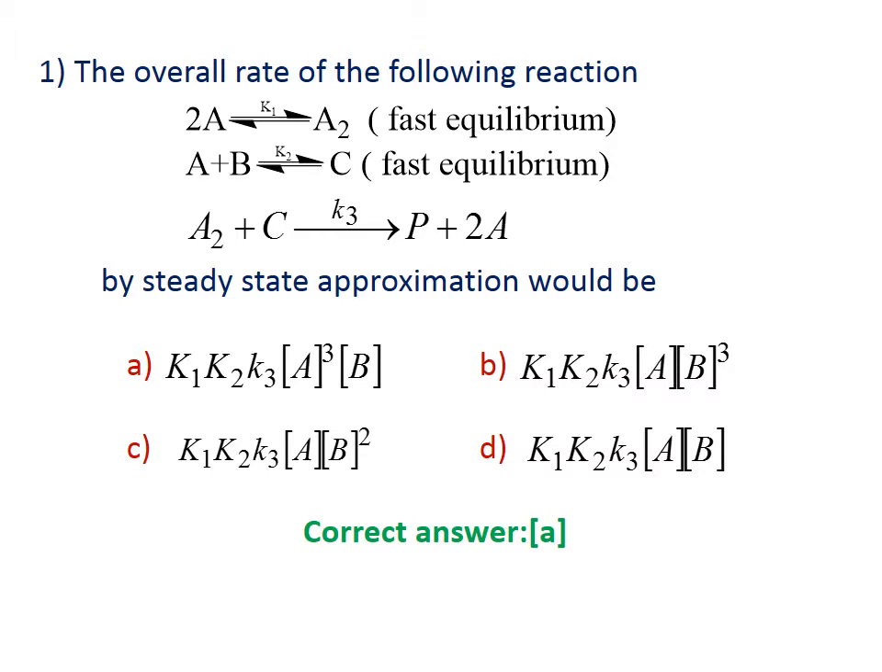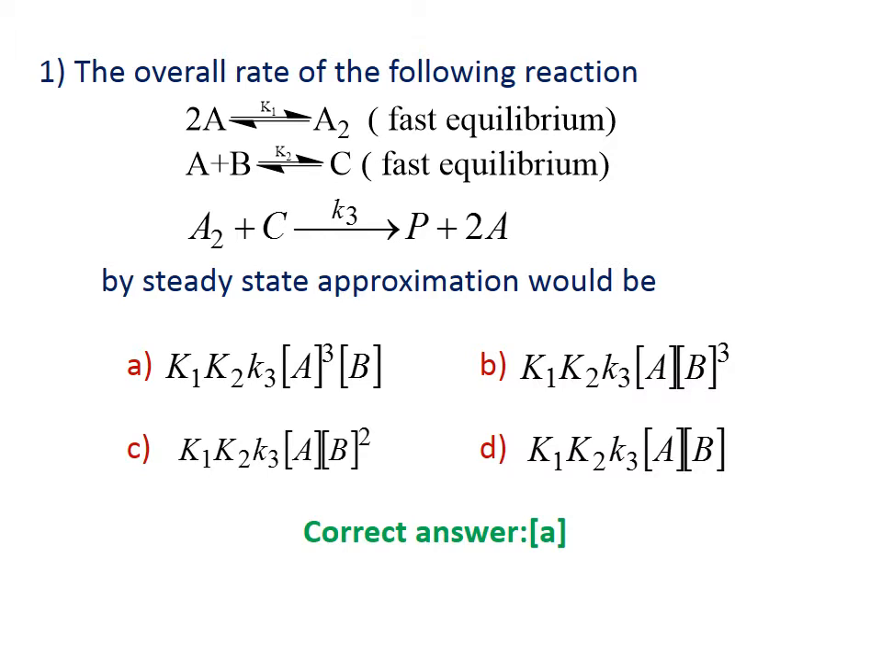Option B, K1 K2 K3 [A]^3. C, K1 K2 K3 [A][B] whole square, and D, K1 K2 K3 [A][B]. And here the correct answer is A, K1 K2 K3 into concentration of A the whole cube into concentration of B. Here we are going to apply the steady state approximation.